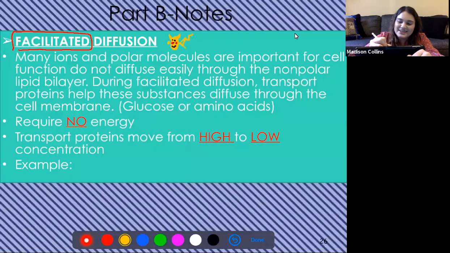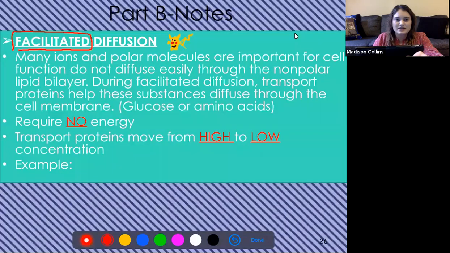Because ions have that electrical charge, they cannot cross the membrane on their own. They get denied at the front gate. The cell membrane's like, no, you are not getting in here with that charge. But we still need ions and polar molecules inside our cells. So how do they get inside? Well, this is where our friends, the protein channels, come in.